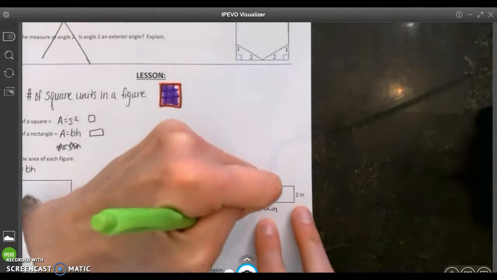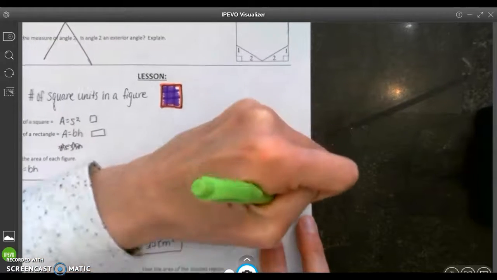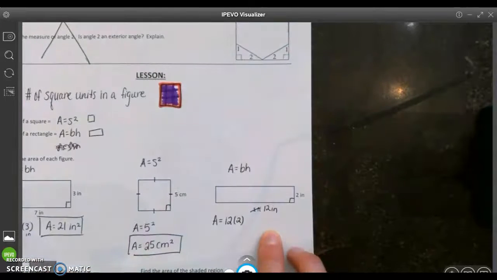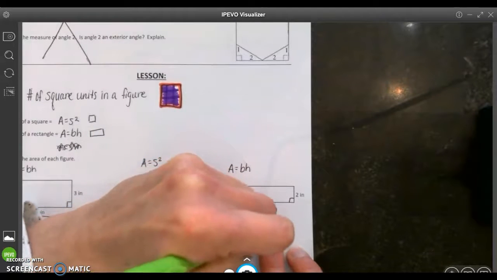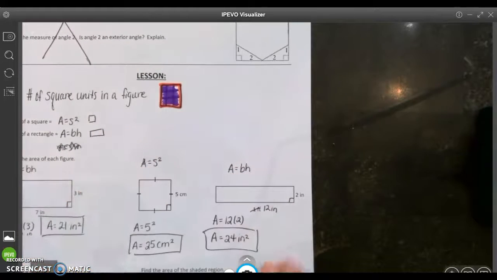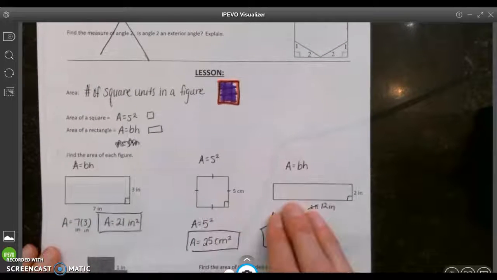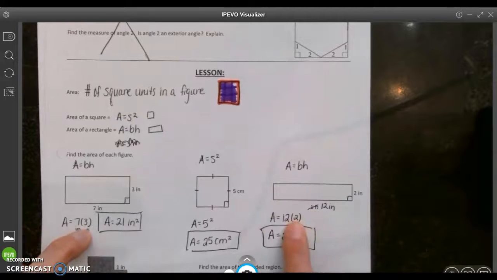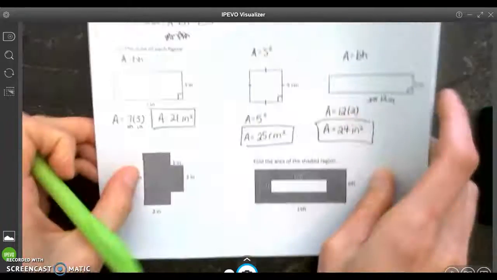So my base is 12. My height is 2 because I have that perpendicular again. So my area, 12 times 2 is 24 inches squared. So you are going to be doing problems that look like this. Pretty easy. Multiplying two numbers together. Multiply those two together, and then in here, when we plug in one number, we multiply it by itself.